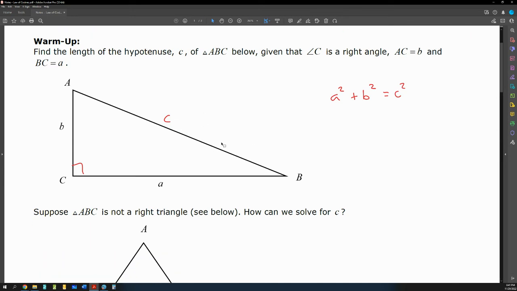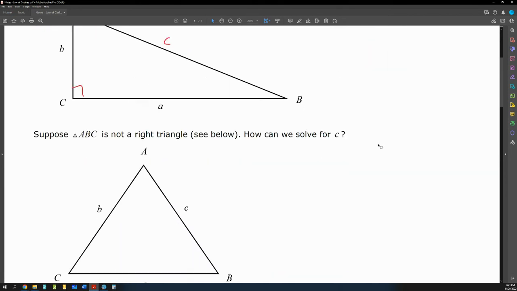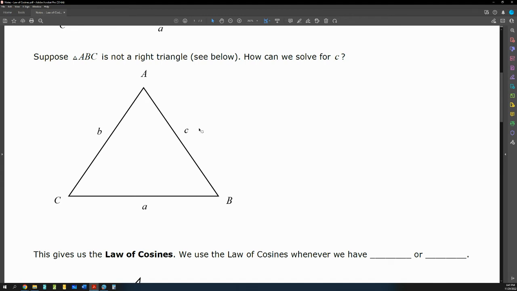Okay, so this is true for right triangles. Pythagorean theorem always works for right triangles. But what if we don't have a right triangle? What if triangle ABC was non-right? It could be an obtuse triangle. It could be an acute triangle. Suppose we have, in this example, an acute triangle. This is just arbitrary value, so it could represent an obtuse triangle as well, just not drawn to scale.